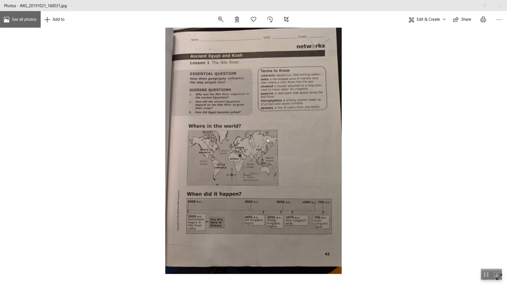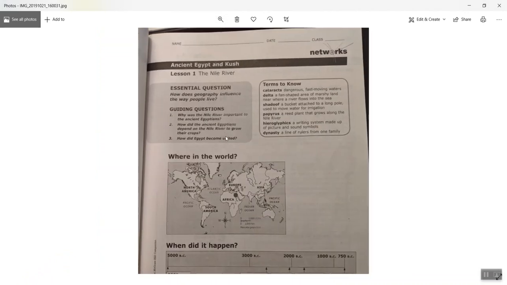Alright, so here's a book. There's a book. Alright, so this first page is just an introduction page. You have the essential question here. How does geography influence the way people live? Which is very similar to our unit question. How does the environment impact civilizations?